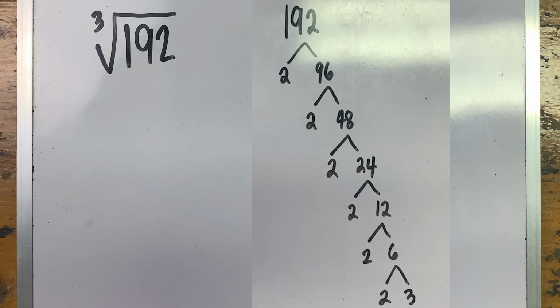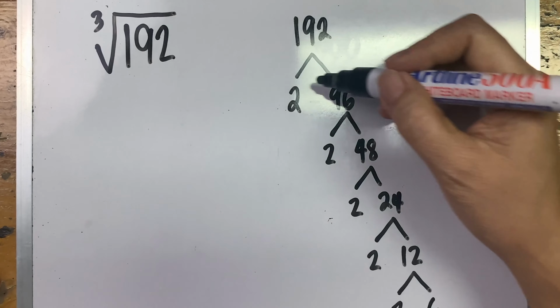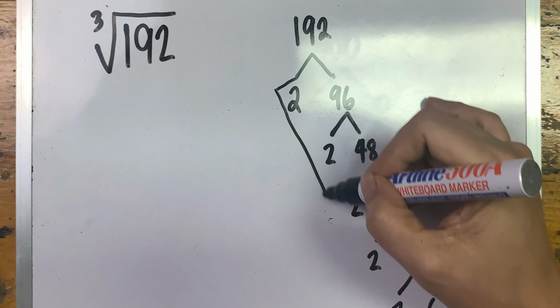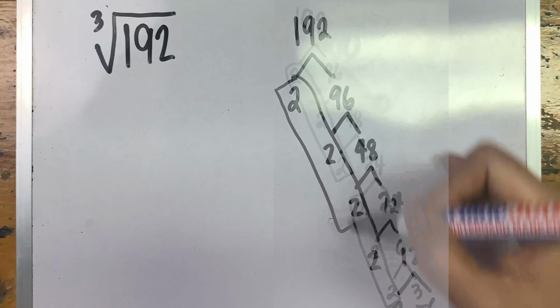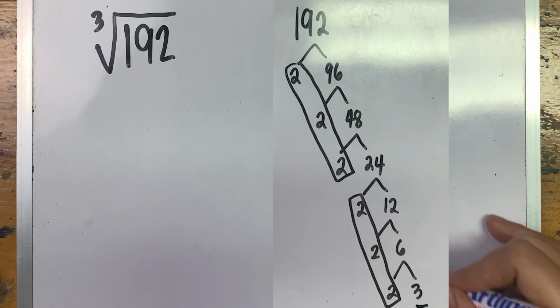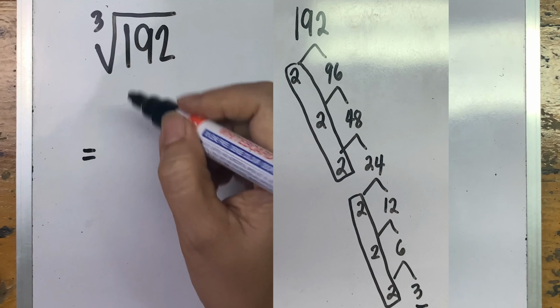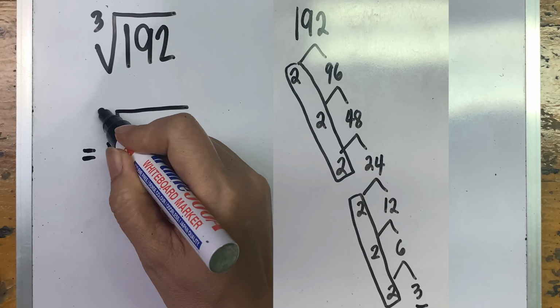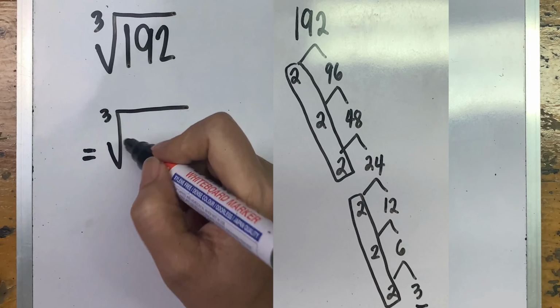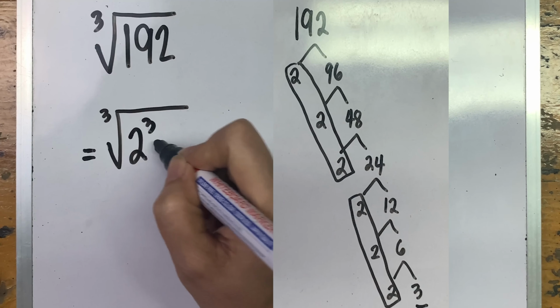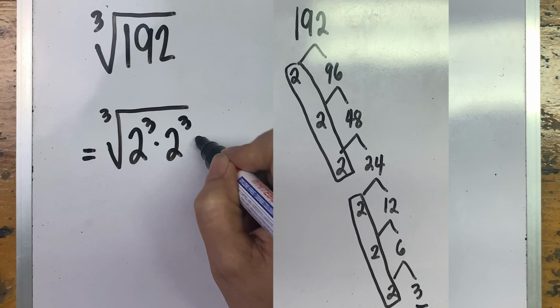Okay, since we are looking for the cube root of a number, hahanap tayo ng 3 of the same number. A group of 3 of the same number. So that is ito. And then this 2, and don't forget that one. So, ang factors ng cube root ng 192 ay 2 cube times 2 cube times 3.